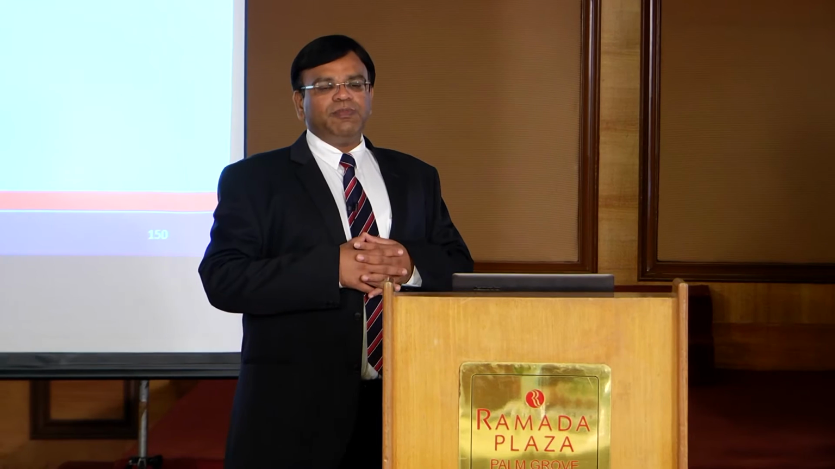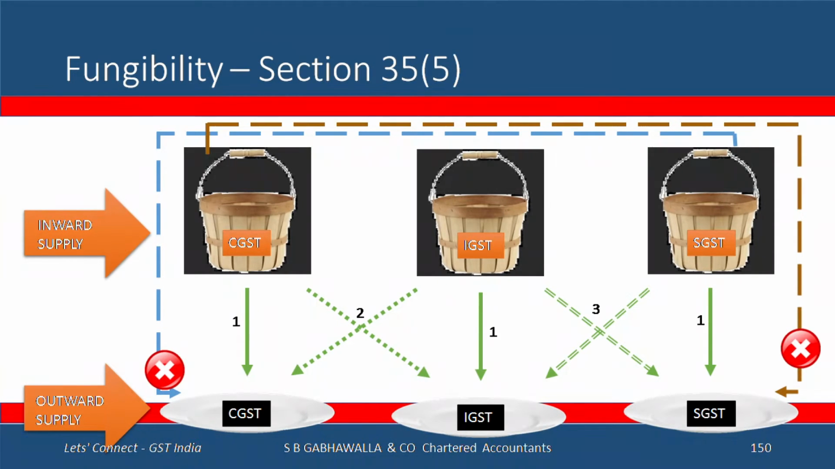Now in that background, let's quickly look at the rules of fungibility, which basically means which credits will get adjusted against which taxes. And when I'm presenting this slide, please note that what we are talking about here will apply for each state where you have obtained a registration. So if you have registration in 5 states, you will have 5 similar slides.